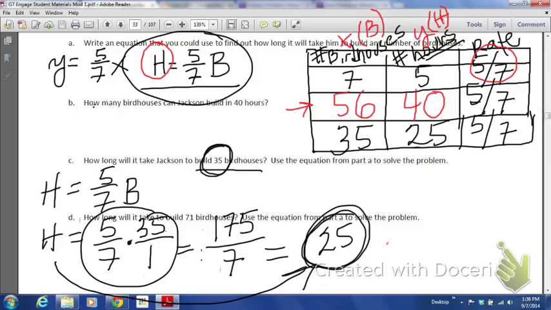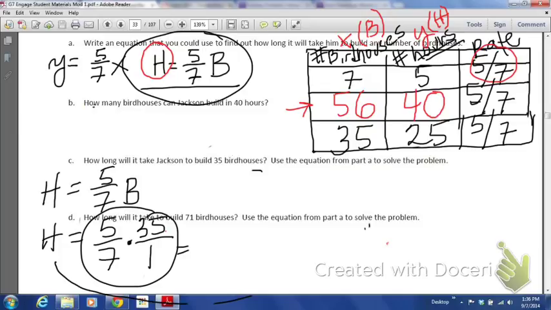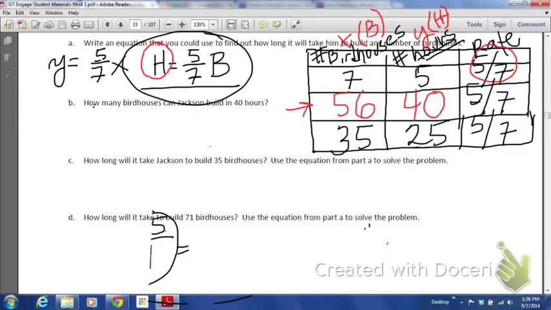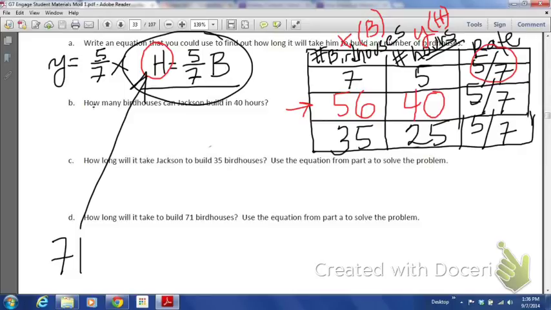Okay, so D asked, how long will it take to build 71 birdhouses? Again, using the equation to solve for that, 71 is looking a little sloppier than 35, huh? Not going to be as neat. Let's go ahead and do it. And so we're going to go ahead again and plug in here.